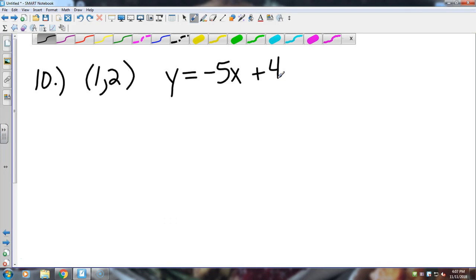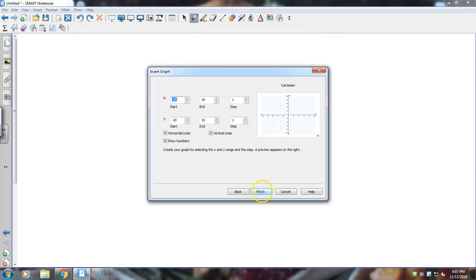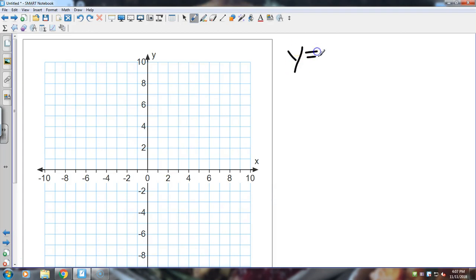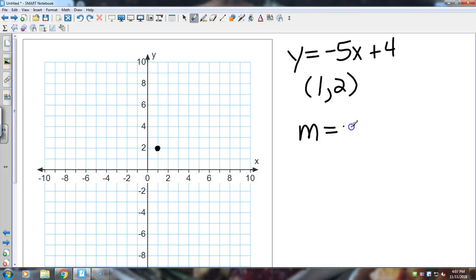And I want to do this one on a graph. And that coordinate again was 1, 2. Okay, so what it's asking is for a line that goes through that point. So I'm going to put 1, 2 on my graph. The line is going to go through this, and it wants it to be parallel to this one. Okay, so if it's parallel to y equals negative 5x plus 4, that means they have to have the same slope. So the slope is negative 5.